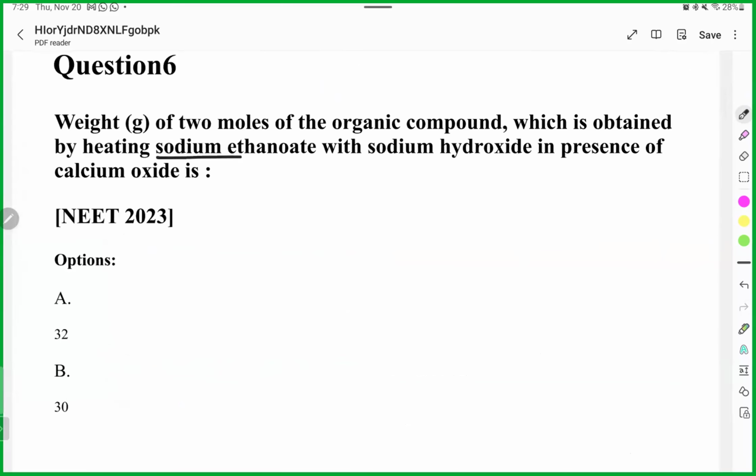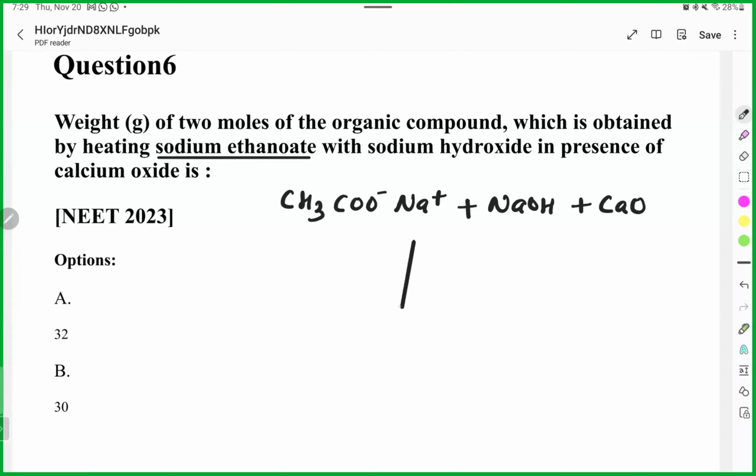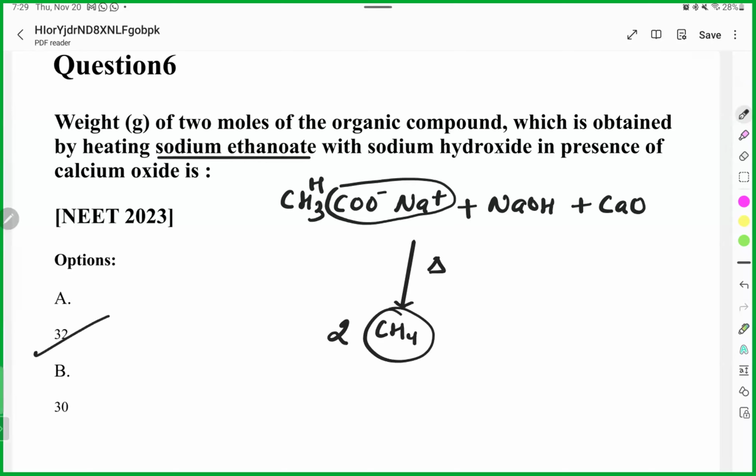You have sodium ethanoate, CH3COO negative and sodium. This is sodium ethanoate. React with NaOH in presence of calcium oxide, same decarboxylation. You remove this part, add hydrogen, what will be the product? Done. Right? 2 mole. 1 mole is 16 gram, 2 mole 32 gram. Tell me how much time it takes and how many of you made a mistake in this question.